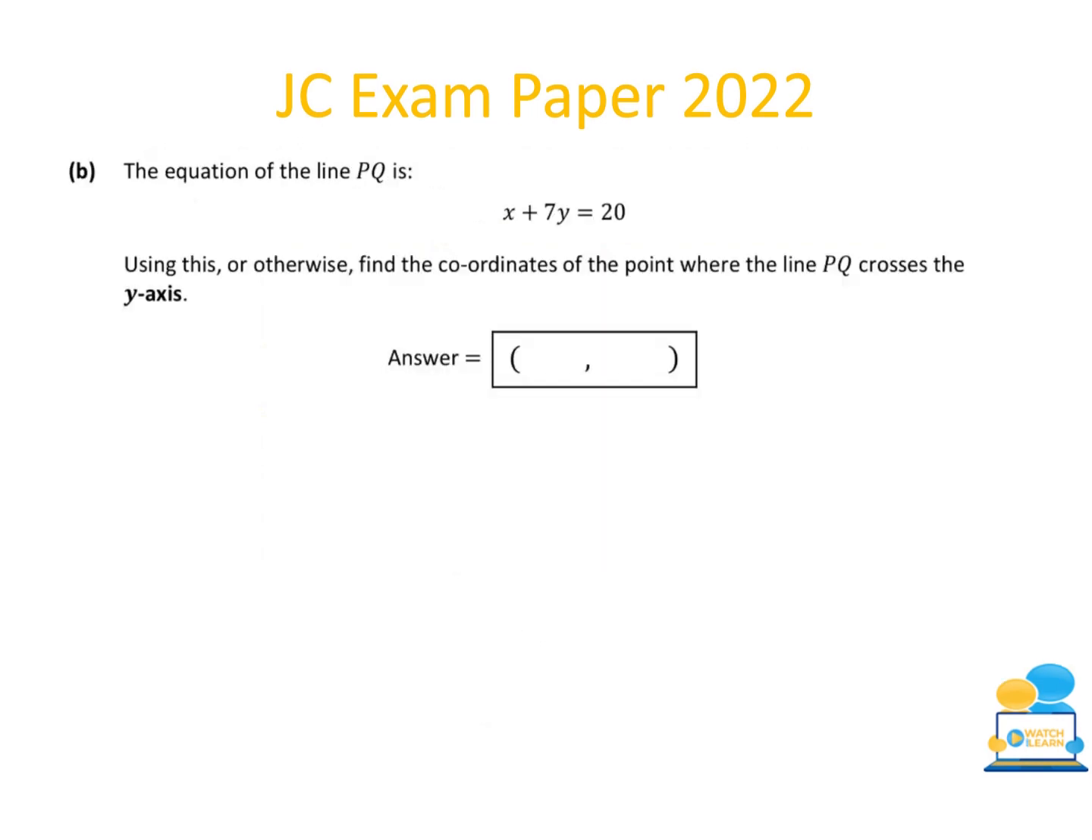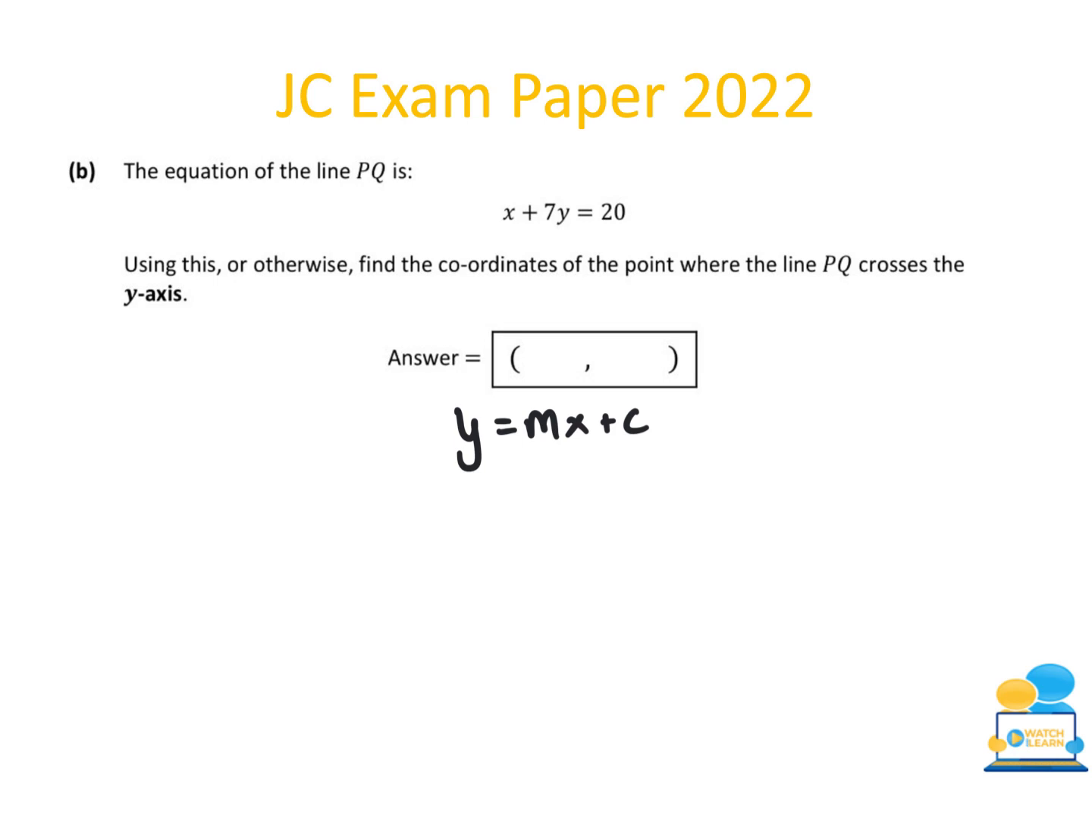Part B of this question gives us the equation of the line PQ. It tells us that the equation of the line is x plus 7y equals 20. Using this or otherwise, find the coordinates of the point where the line PQ crosses the y-axis. So they want us to find the y-intercept here. Now, the easiest way to do this would be to rewrite your equation of the line into the format of y equals mx plus c.